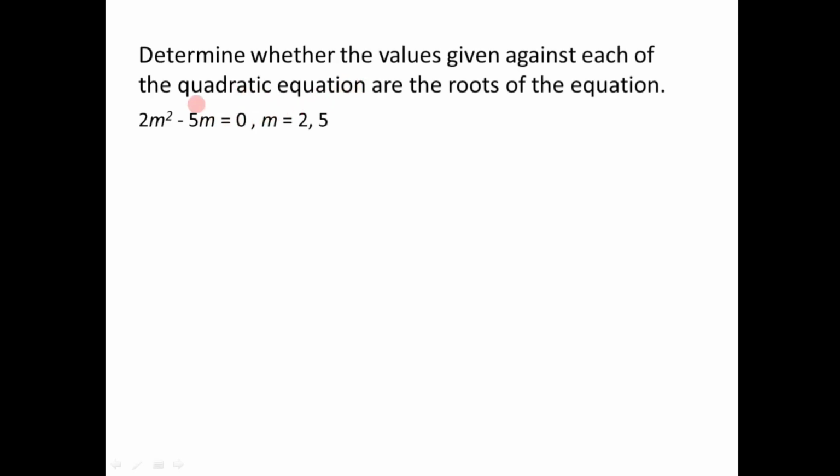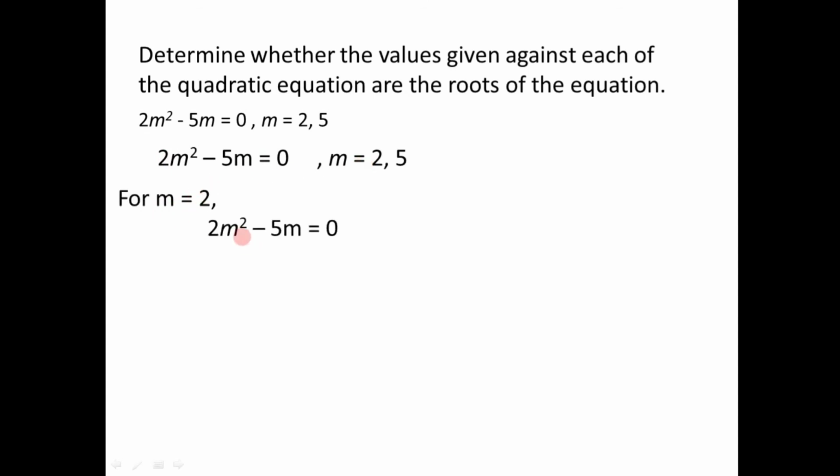Let us have another problem. Same question is there. This time the equation is 2m square minus 5m is equal to 0. Values of variable m are given to be 2 and 5. So this is the given equation.